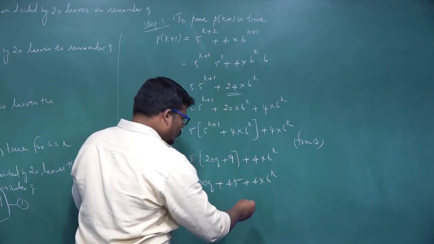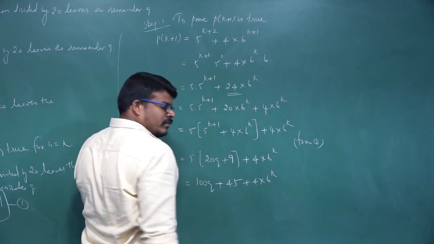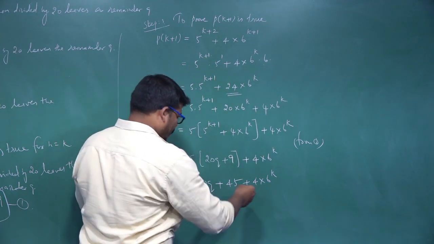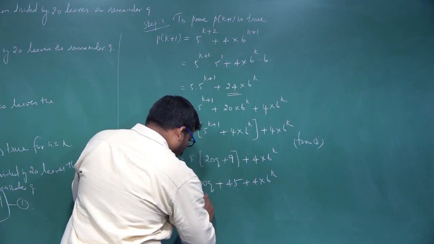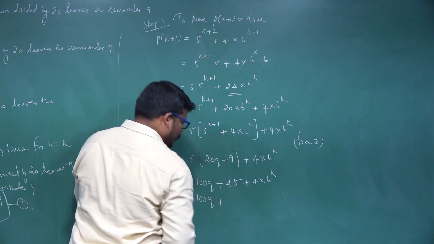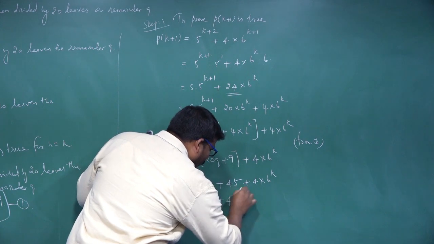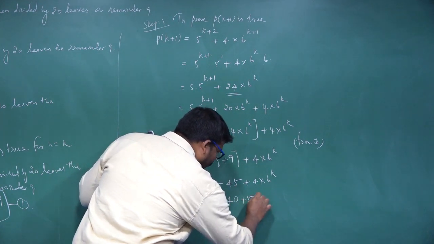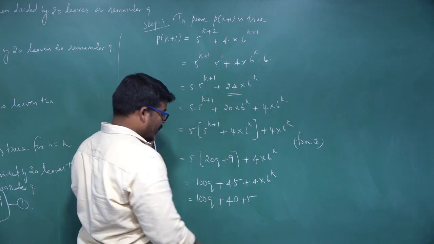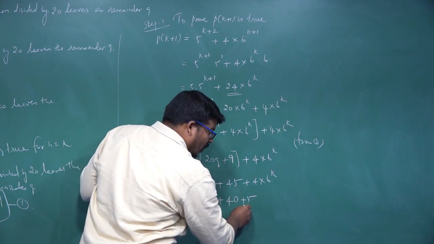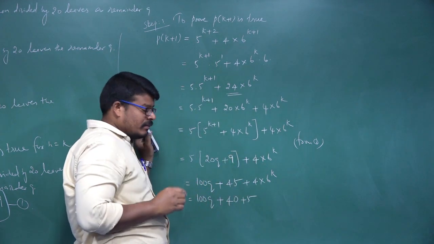Now it leaves the remainder 9. That is equal to 100q plus 100 cube plus, now split the value, 45 is 40 plus 5. Next one, now it leaves the remainder 9.